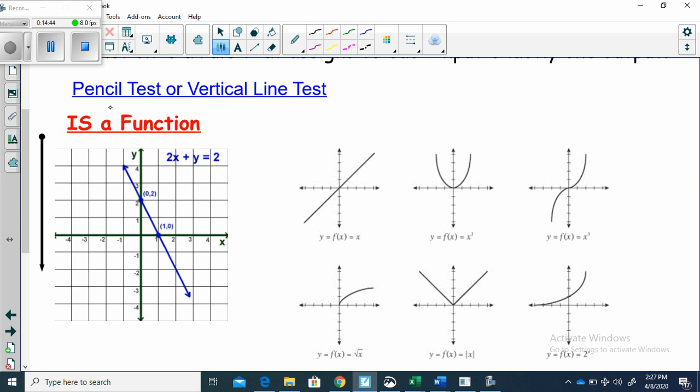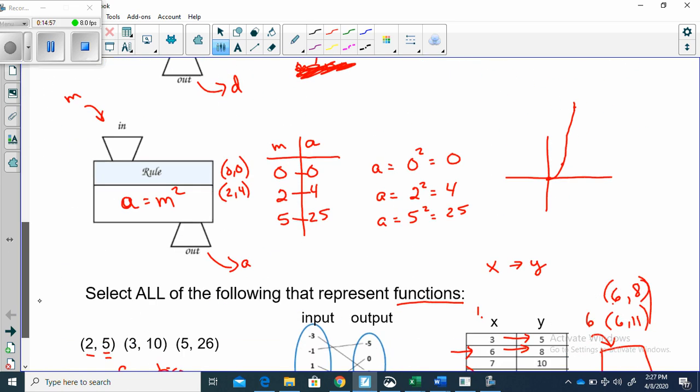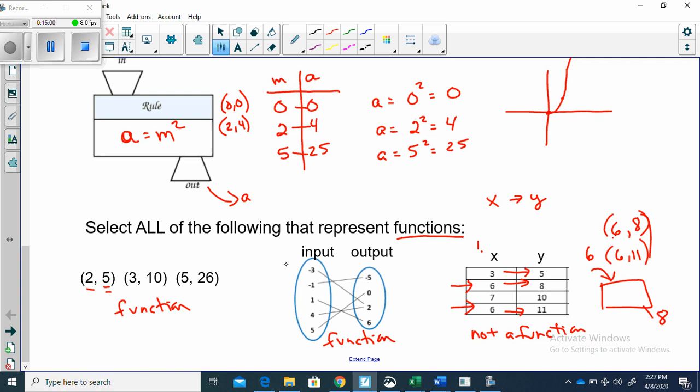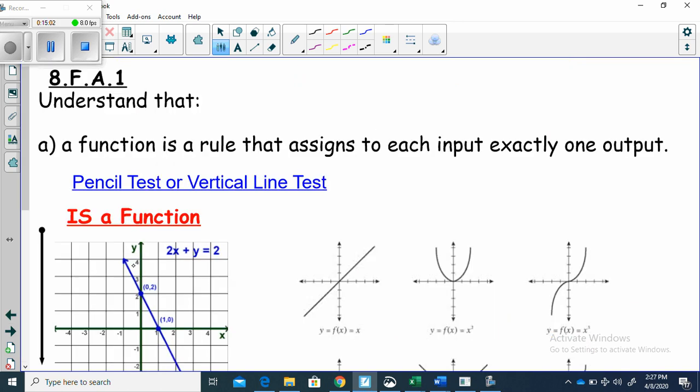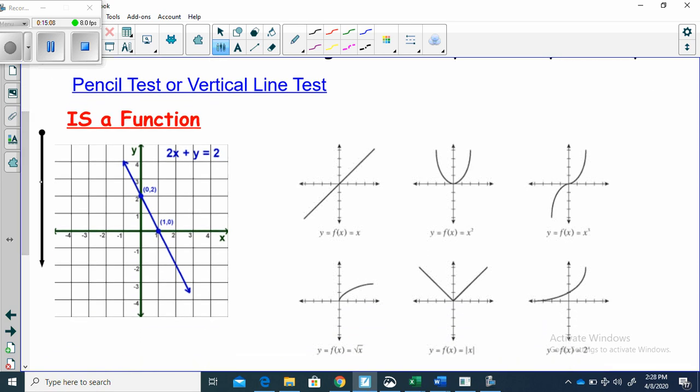We use something called a pencil test or a vertical line test to prove whether or not something is a function. Just like we did over here, where we were proving things were a function by checking their x values to see if the x value repeated. We're going to do the same thing over here. We're checking to see if the x value repeats anywhere by running a vertical line over the graph. I've got a vertical line here. I've got a graph. Let's see if it hits any 2 points at the same time.